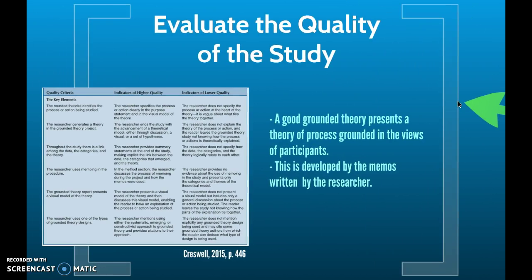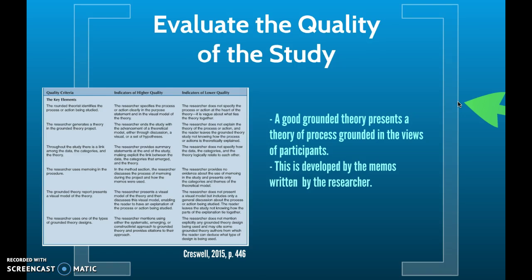Evaluate the quality of the study. A good grounded theory presents a theory of process grounded in views of participants. This is developed by memos written by the researcher. This is a very valuable figure from Creswell on page 446, which showcases high quality and low quality.